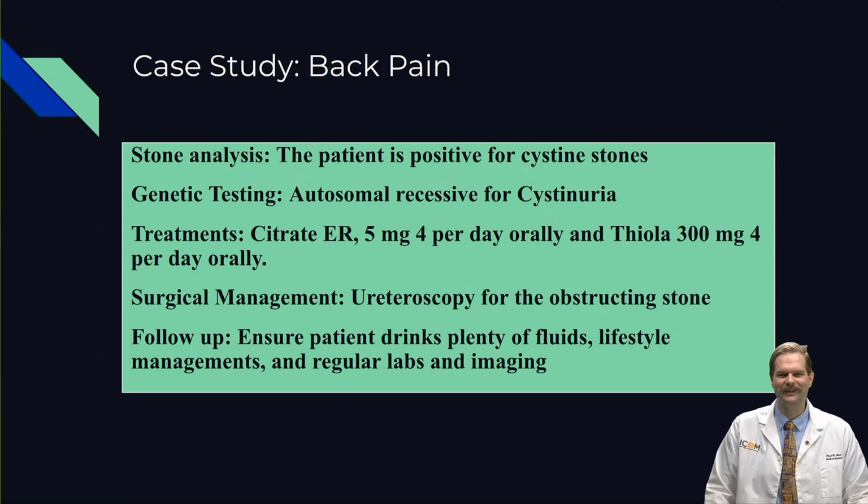Congratulations! You made it to the last slide of the patient case. Stone analysis revealed that the stones found in the left kidney and obstructing the left ureter were cystine stones. Genetic testing also revealed that the patient has autosomal recessive cystinuria. This affects cystine transport, leading to excessive urinary cystine levels. The patient was started on oral citrate ER and Thiola. The obstructing stone was also removed through ureteroscopy.